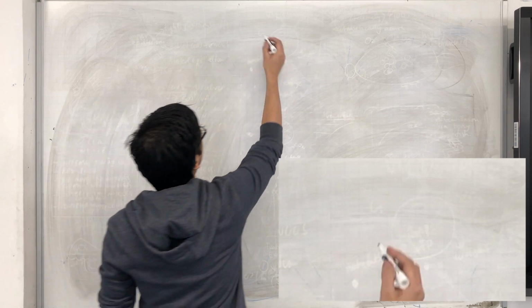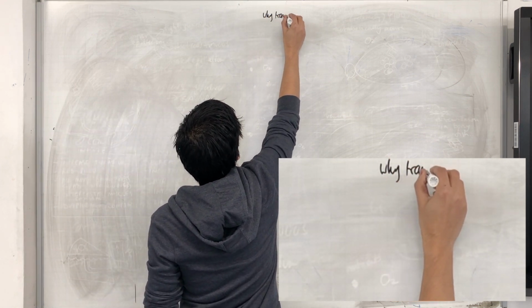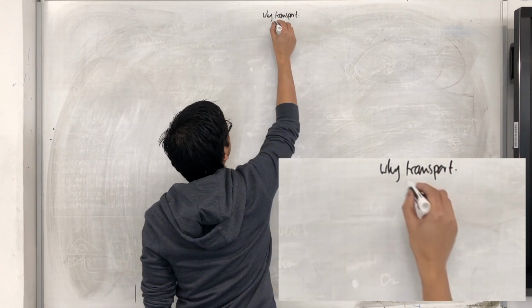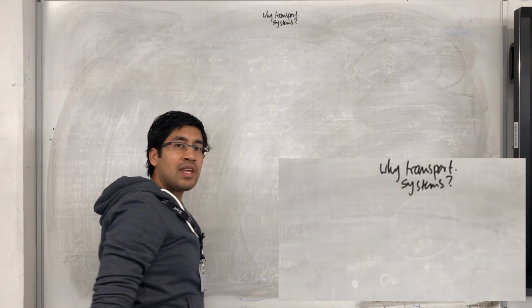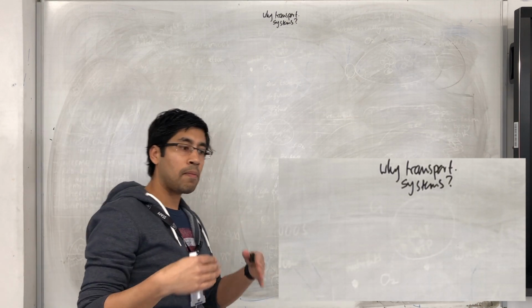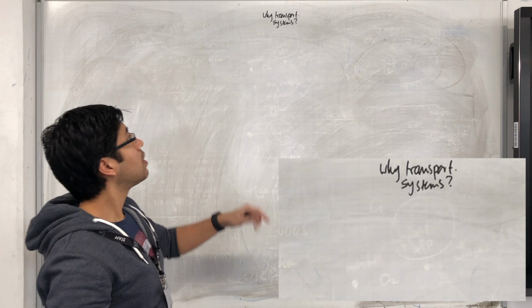Let's begin. I like to begin always with why. So why do we need transport? So why transport systems? What's the need for a transport system? And this builds on the idea of the need for exchange in animals.